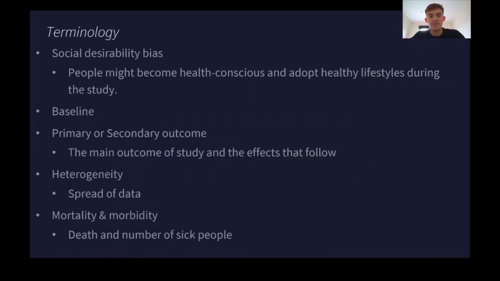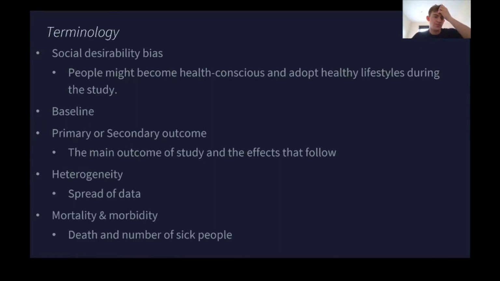Moving on, we've obviously got social desirability bias. Again, in a study, people might become health conscious and change their habits, for example, exercise more. Then we've got baseline, which is basically the participants' baseline of diet and physical activity, which is very important to take before the study starts. It lets you see improvement and make sure there's no change from their average lifestyle, and that can be done through questionnaires and stuff like that.